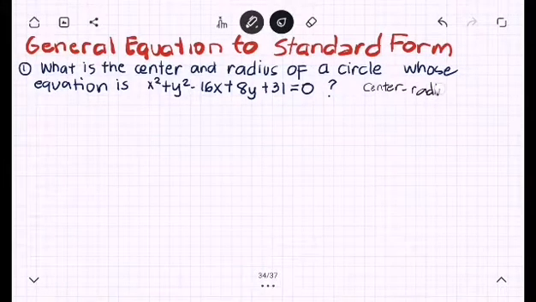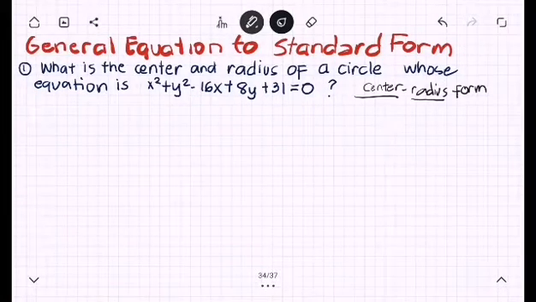So parehas lang yon sa ating standard form. Kasi kapag nakasulat in standard form, we can easily identify ano yung center at radius. Kaya tinawag siyang center radius form. Okay. So let us try to answer the first problem.